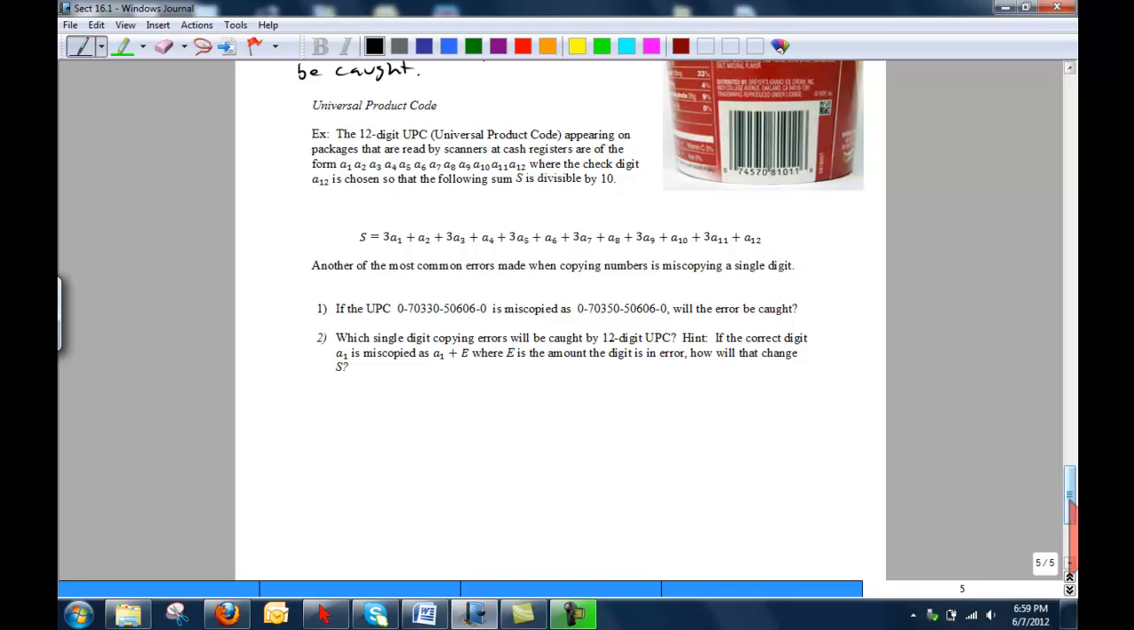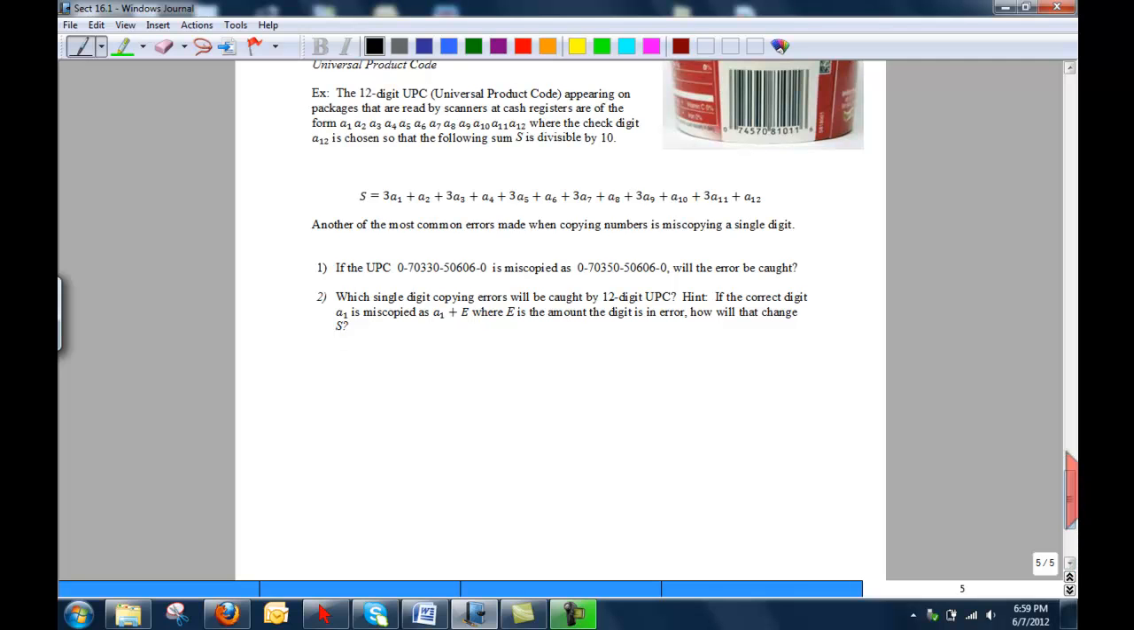Let's answer a different question for UPC. One of the most common errors is miscopying a single digit. So here it is, and I've miscopied one digit. Which digit? Right here. It's supposed to have been 33, and somebody miscopied it as a 3.5. And the question is, will that copy error be caught?